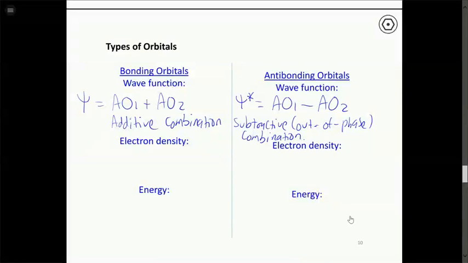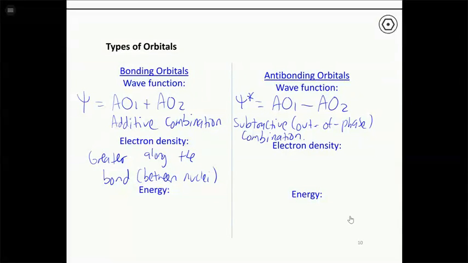So these two different combinations of orbitals, the bonding and the anti-bonding, have different electron density arrangements, as we'll draw pictures of later on, and they have different energies. So for a bonding orbital, the electron density is greater along the bond. And so a bonding orbital increases the overlap of the electrons between the two nuclei and increases the strength of the bond. And then the anti-bonding combination, you have electron density that's greater outside of the bond, or outside the internuclear region.